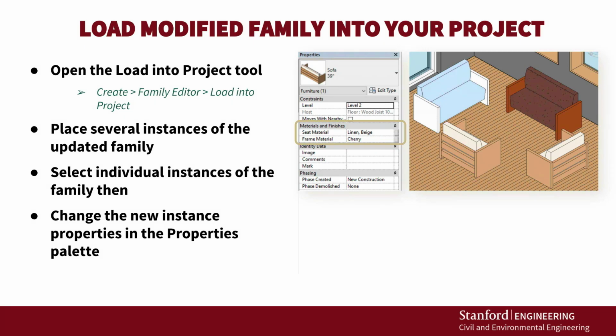Select individual instances of the family, and then you can change the new instance properties in the Properties palette to create just the appearance you'd like for each of the different instances of the component. In the illustration over on the right side, we're looking at a single element, the sofa, where now we're able to change the seat material and the frame material on an instance-by-instance basis.